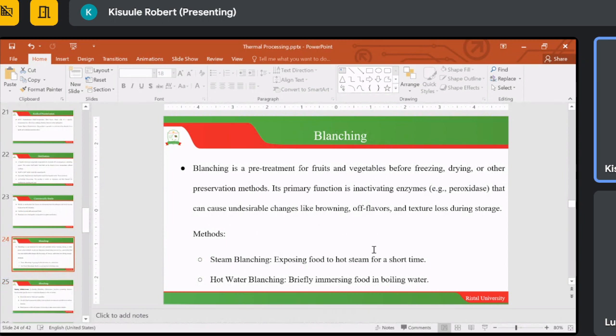For the blanching method, as we've been saying, we are looking at a pre-treatment of fruits and vegetables before freezing, drying, or other preservation methods, since it doesn't work alone. Its primary function is inactivating enzymes, such as peroxidase, that can cause undesirable changes such as browning, and also give us off flavors when we are storing these foods. Also, texture loss could happen during storage. So, in an attempt to counteract that, that's when we employ the blanching method.